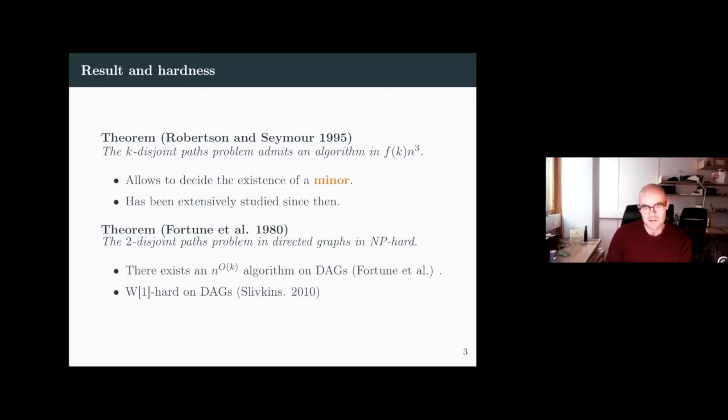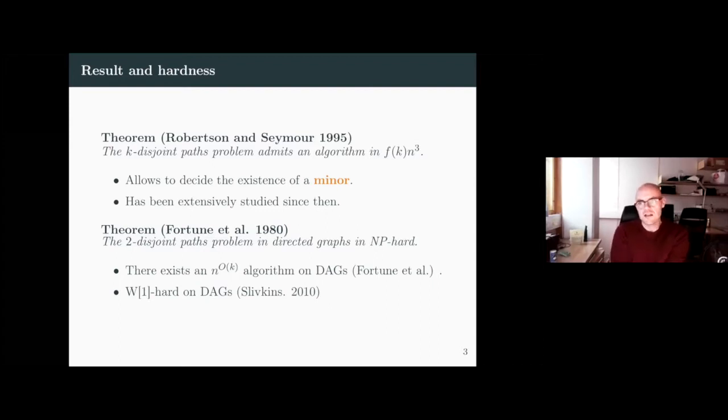But nevertheless, it has been studied in many classes. There is one particular class which would be very interesting for us that I want to mention, which is the class of DAGs, acyclic digraphs. On this class of graphs, we know that there is an n^O(k) algorithm, so XP. This is in the same paper by Fortune et al. But we also know, and this is Slivkins from 2010, that the problem is W[1]-hard.